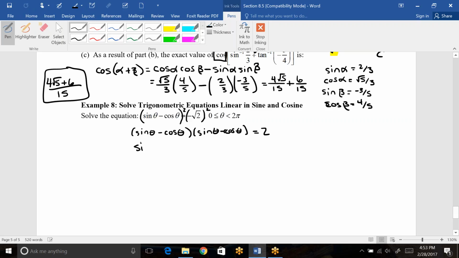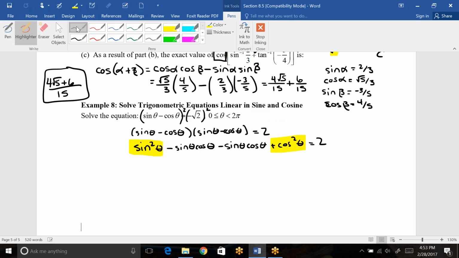If we FOIL this out, this is sine squared theta minus sine theta cosine theta minus another sine theta cosine theta plus cosine squared theta, because it's negative times negative. So we get this Pythagorean identity that's hidden in here. Sine squared theta plus cosine squared theta is a 1. And then I get minus 2 sine theta cosine theta, since they're like terms. I would subtract the 1 over. So that makes that 1.